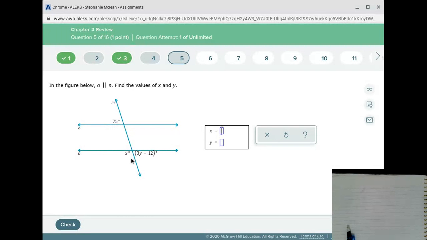So if I take 180 degrees and subtract 75, I'm going to get X. So 180 minus 75 is 105.